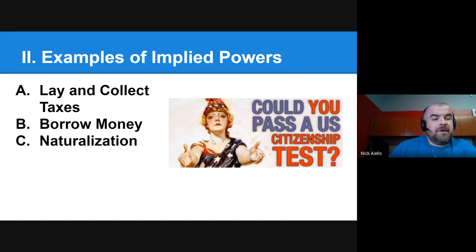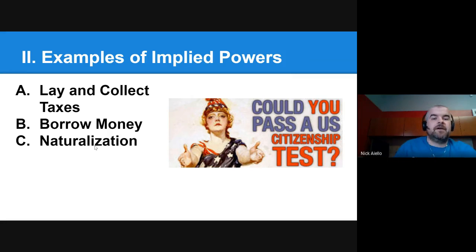So examples of implied powers. We know that Congress has the power to deal with money. They can lay and collect taxes. They can borrow money. Laying and collecting taxes would be the idea that because Congress can collect taxes, which is expressed in the Constitution, they can also enforce punishment for failure to pay taxes. So if you commit tax fraud or tax evasion, it's punishable because of implied powers. Borrowing money. Because Congress, we know, has the power to borrow money, that gave them the power to create things like the Federal Reserve, which is a government agency that we borrow money from.